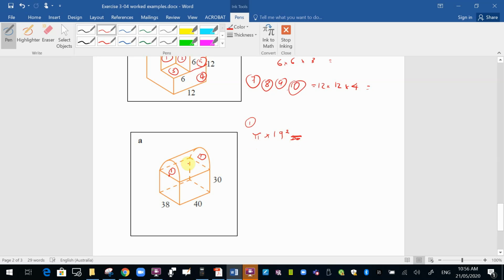Okay. Then we've got this, the wall of the cylinder. And we need to know the length here, which is 40, so that's shape two. All of this around here. And then we need to know this distance, which is 2 times pi times the radius. But there's only a semicircle, so it's just pi times the radius. That's shape 2. 3 will go underneath. That's 38 times 40.